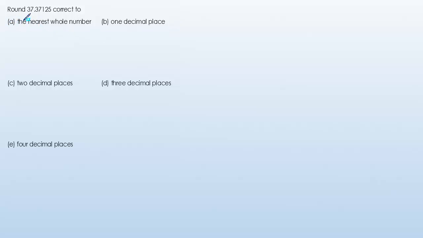We want to round 37.37125 correct to various degrees of accuracy. I'm just going to write the number out over here. 37.37125.